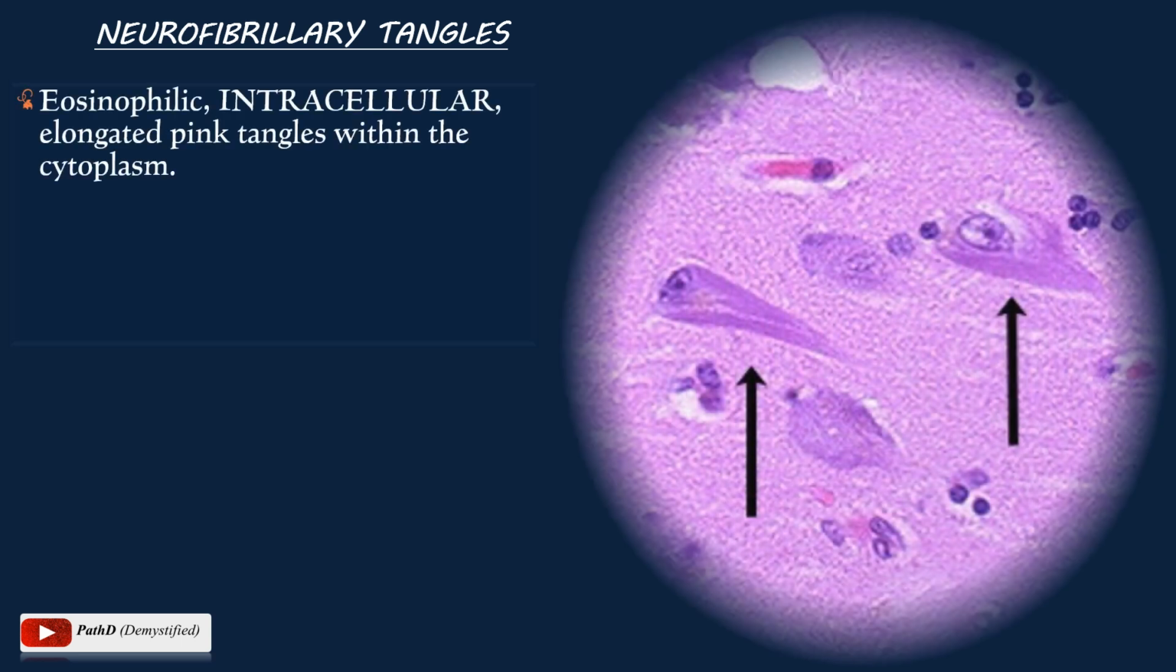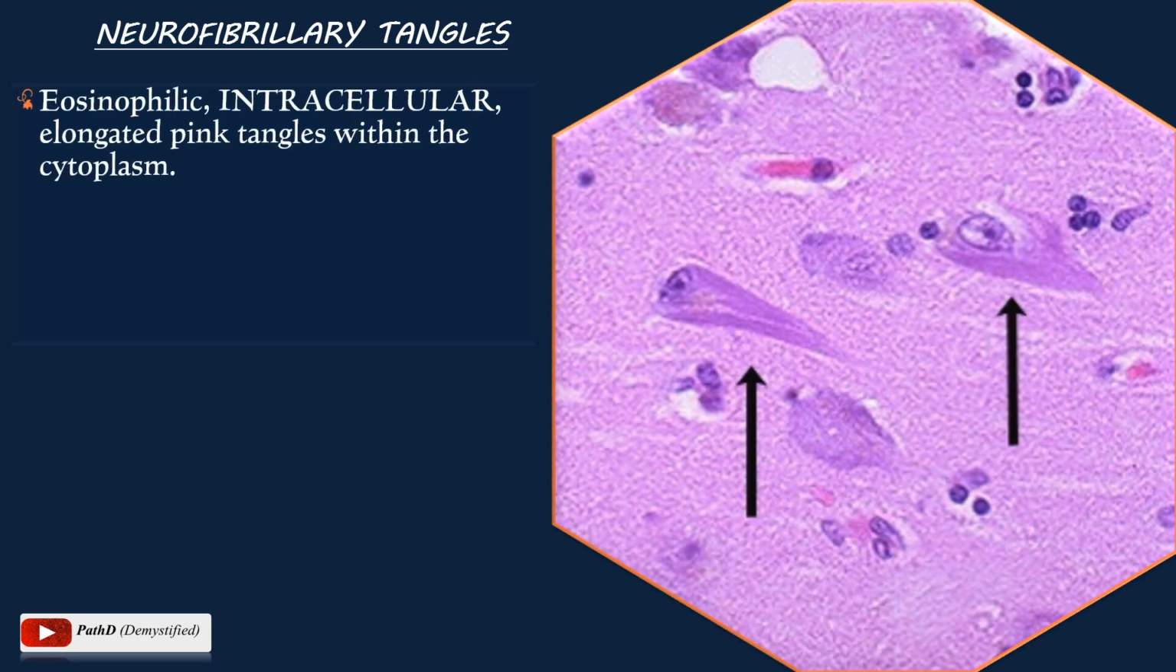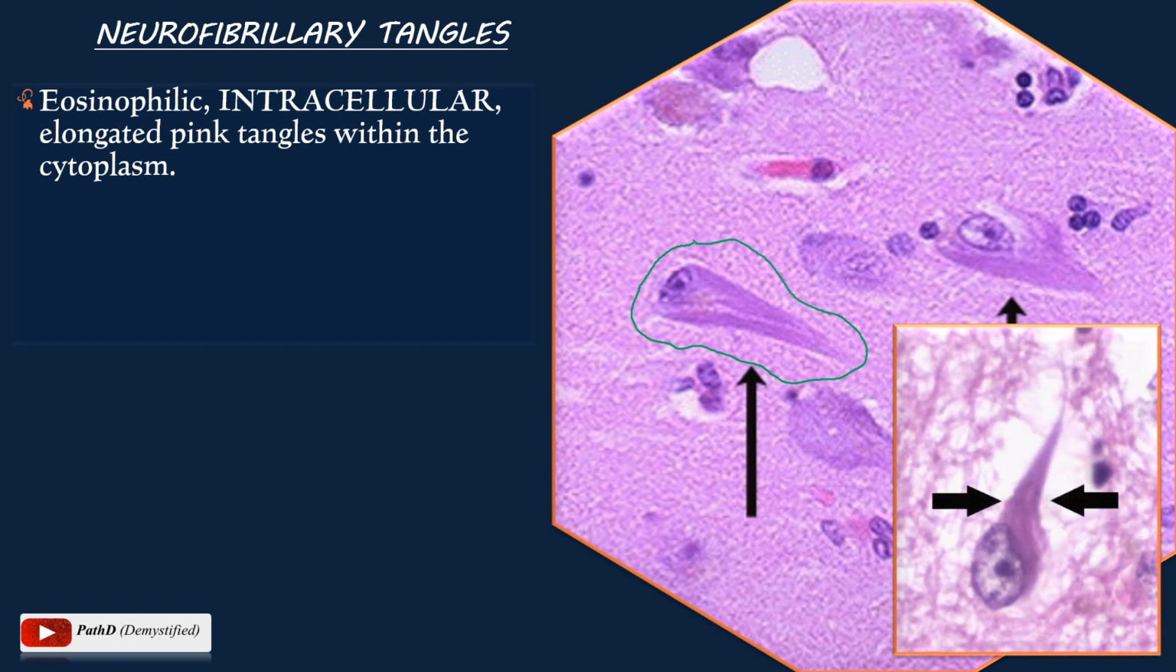Now, the second example of accumulation of cytoskeleton protein is neurofibrillary tangles. How do they appear? They appear as elongated, intracellular, pink, irregular tangles within the cytoplasm of the neurons. You see, the subset shows the zoomed-in image of a neurofibrillary tangle. Now what are they composed of?